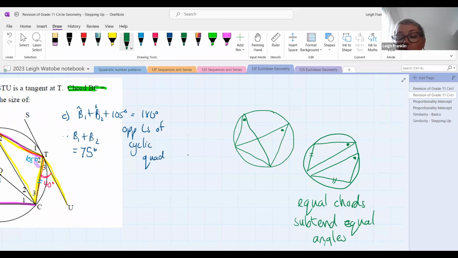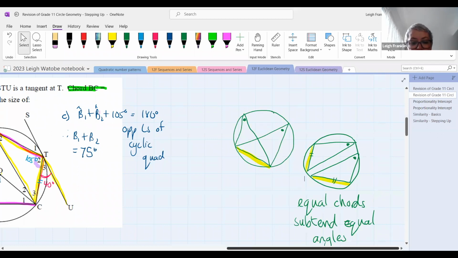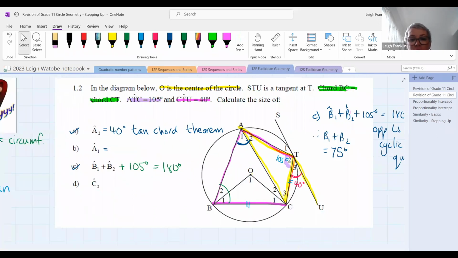Okay, so it is a corollary of angles in the same segment. All we've done is split this apart, and this line is now over there, and it's also over here. It's not sitting on top of one another anymore. So that was a really good spot. Let's go back and have a look at this.